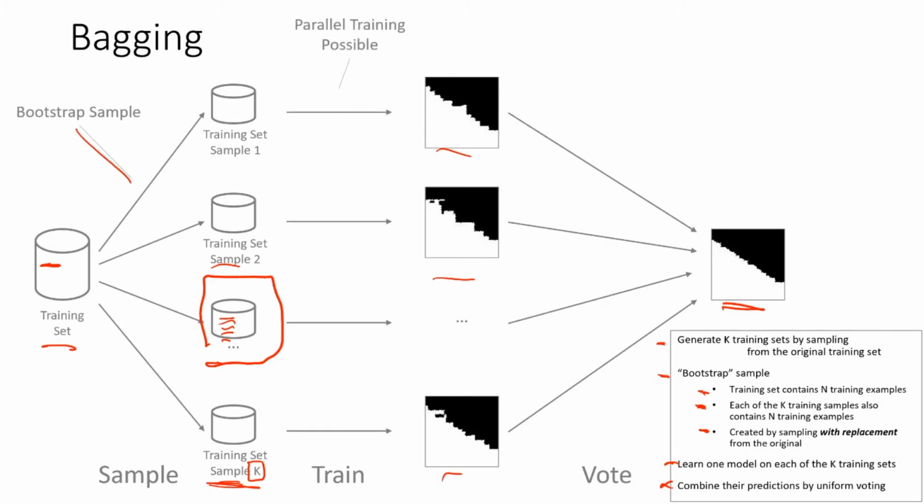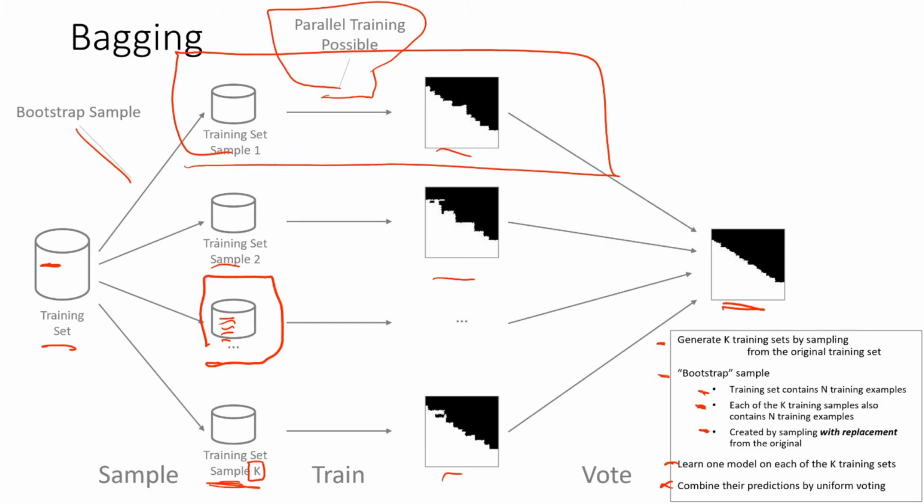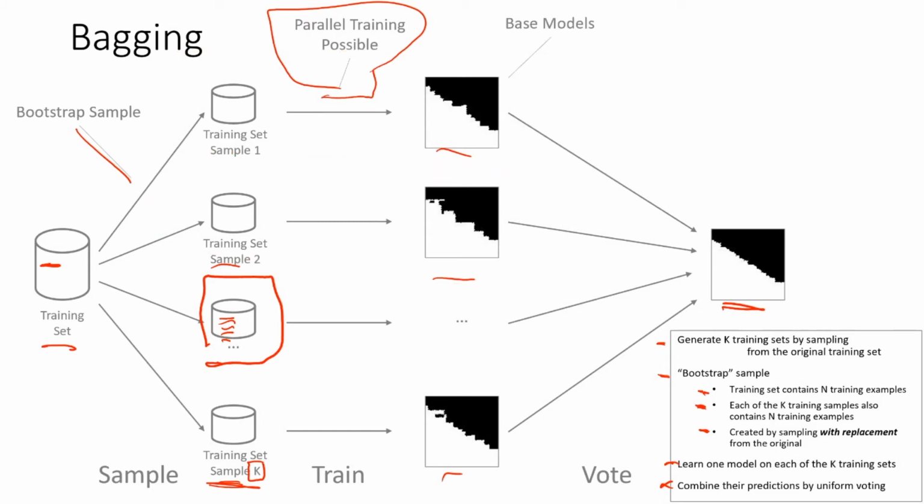These training runs can be done totally in parallel because this whole part doesn't depend at all on that part there. So that's a nice property of this. And then these decision trees that result are called the base models. So this is a bagging ensemble with decision tree base models. Each of these base models gets a uniform vote, and the final thing is called the ensemble's prediction.